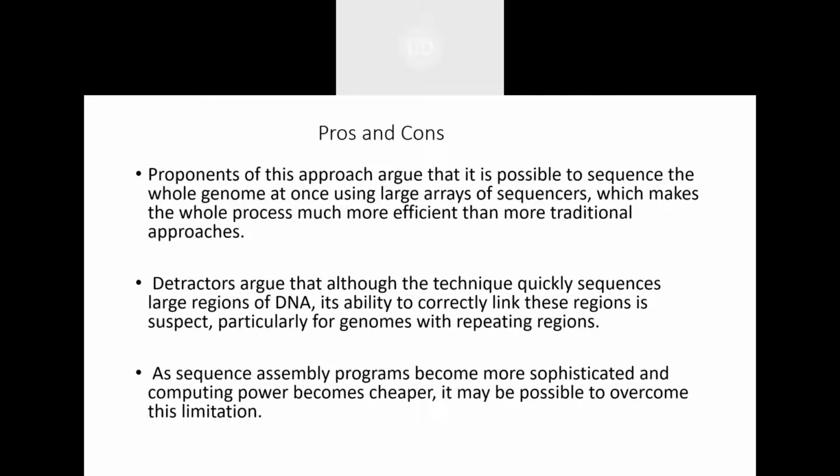Next, coming to some pros and cons. Now, the proponents of this approach argue that it is possible to sequence the whole genome at once using large arrays of sequences, which makes the whole process much more efficient than more traditional approaches. But the detractors argue that although the technique quickly sequences larger regions of DNA, its ability to correctly link these regions is suspect, particularly for genomes with repeating sequences. As sequence assembly programs become more sophisticated and computing power becomes cheaper, it may be possible to overcome this limitation.